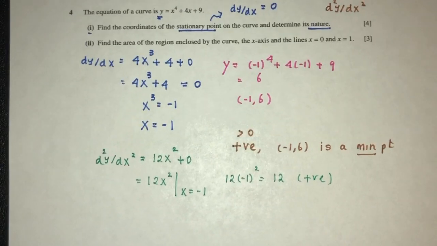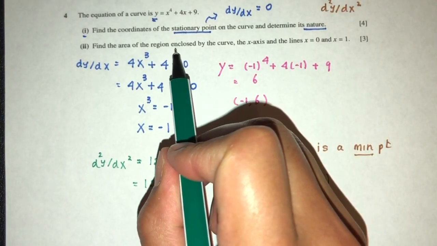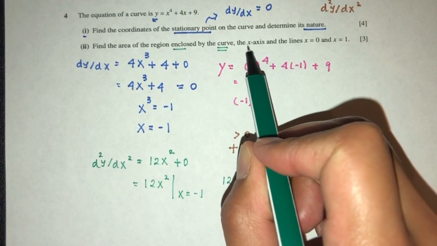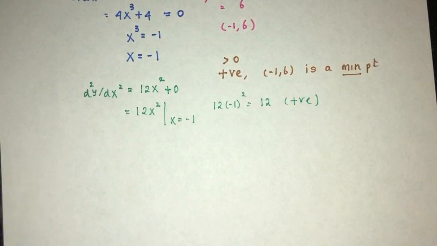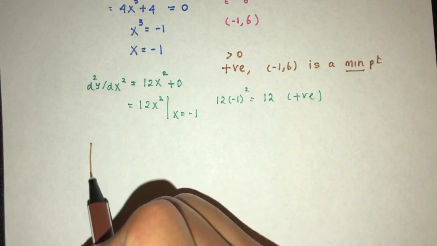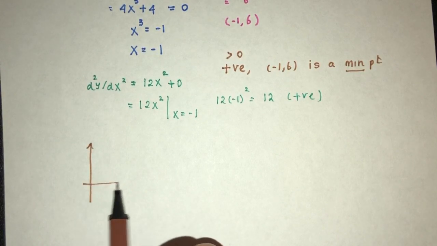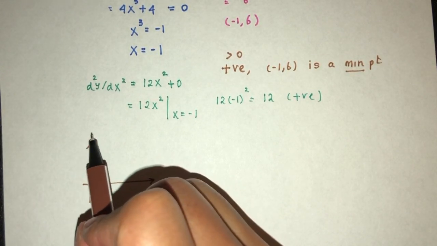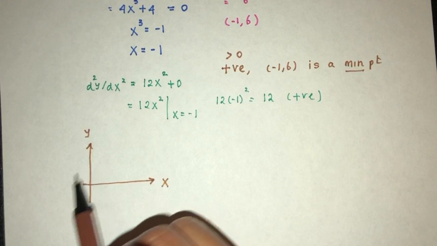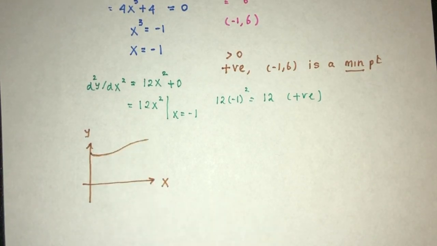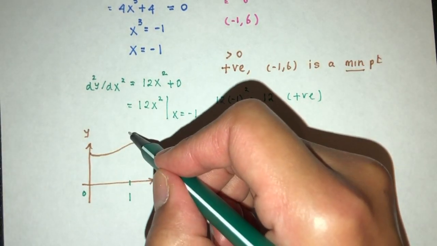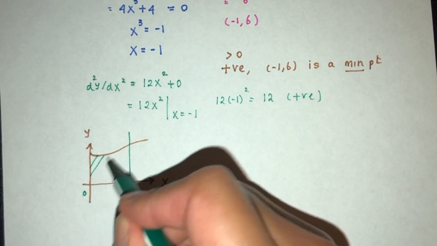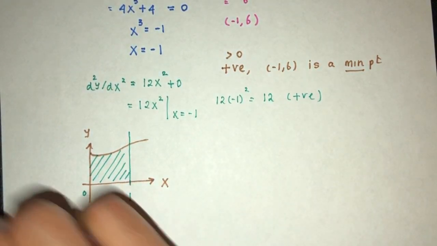Now for part 2, we have to find the area of the region enclosed by the curve, the x-axis, and the lines this and this. So pretty easy. Well, I guess the main idea is that, for example, I have the y-axis, the x-axis over here. My curve, let's say it's something like this. We don't know, something like this, right? And I have the value here 0 and my value 1 over here. This is my vertical line. I'm trying to find the area enclosed by these lines.